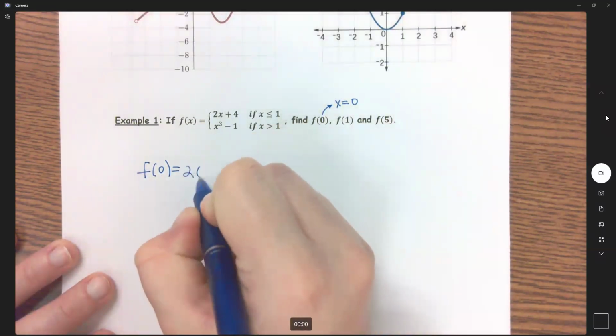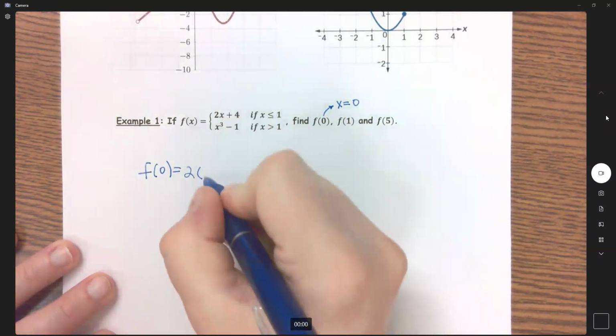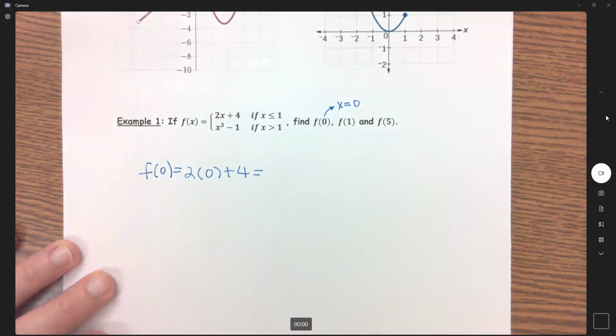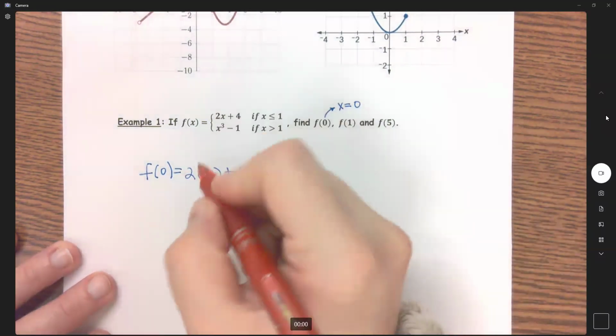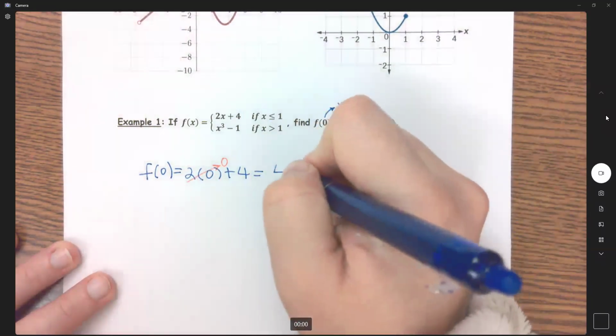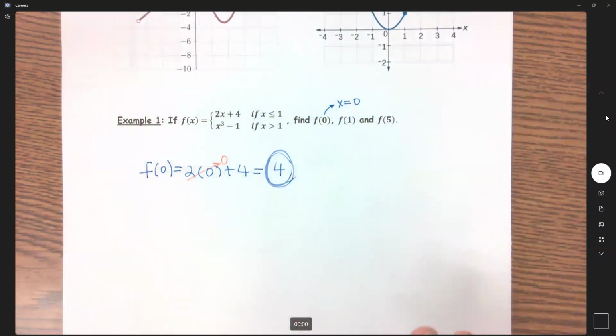So we will substitute in a 0 where I see this x. 2 times 0 just kind of zeroes out. So 0 plus 4 is 4.